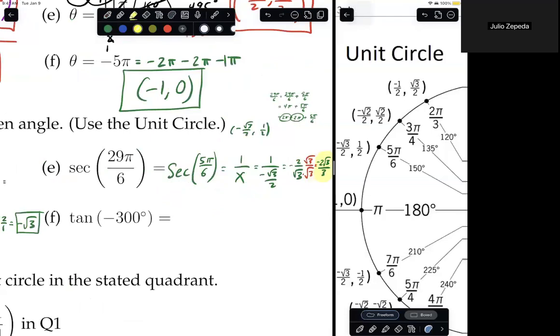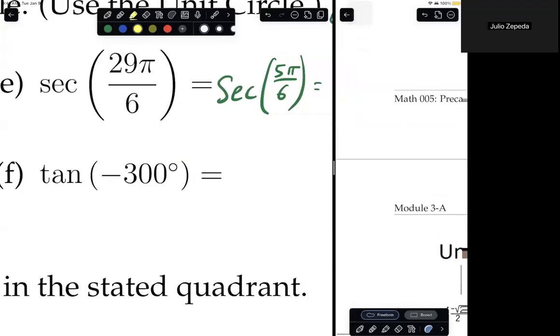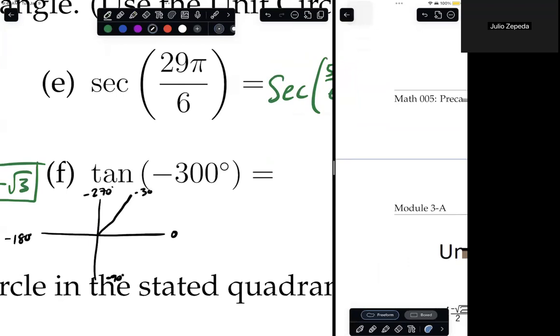Nice. And then finally, the tangent of negative 300 degrees. We'll do this without the unit circle, and then we will verify that we've done it correctly with the unit circle. So negative 300 degrees, where is that at? Here's 0. Here's negative 90, at the downward direction, negative 180, negative 270. And if we go 30 more degrees, that would be negative 300 here. If we're going in the negative direction, a complete revolution would be negative 360 degrees.